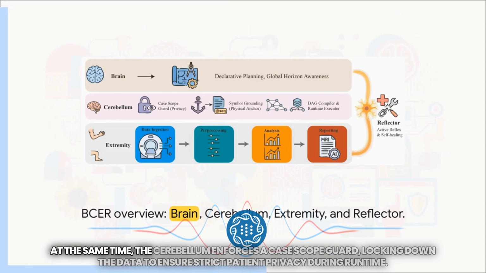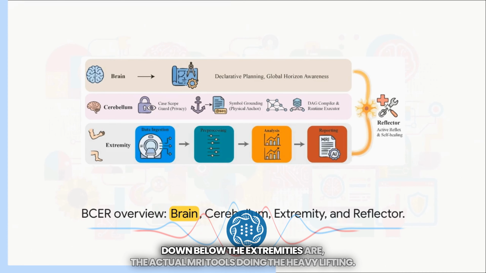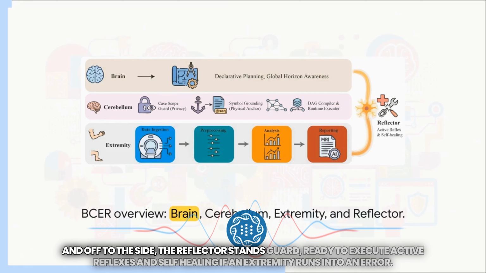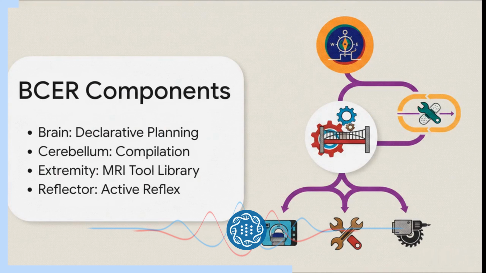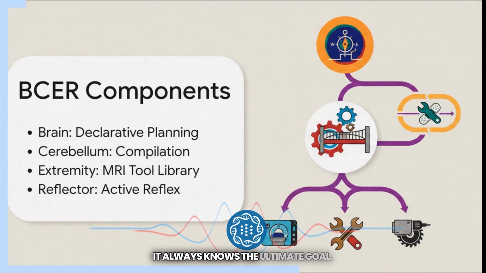At the same time, the cerebellum enforces a case scope guard, locking down the data to ensure strict patient privacy during runtime. Down below, the extremities are the actual MRI tools doing the heavy lifting: data ingestion, pre-processing, analysis. And off to the side, the reflector stands guard, ready to execute active reflexes and self-healing if an extremity runs into an error. To break that down just a bit more, the brain provides declarative planning and global horizon awareness. It always knows the ultimate goal.